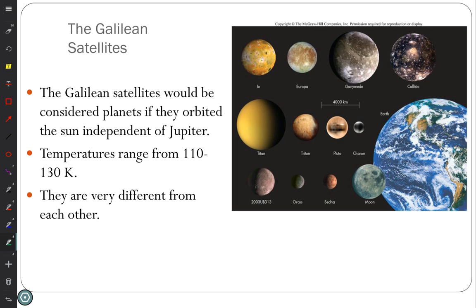This picture you might have recognized was at the first slide. The surface temperatures of all of these Galilean moons, 110 to 130 kelvins. Is that hot or cold? Cold. We established that. Just want to repeat, that's a cold temperature.